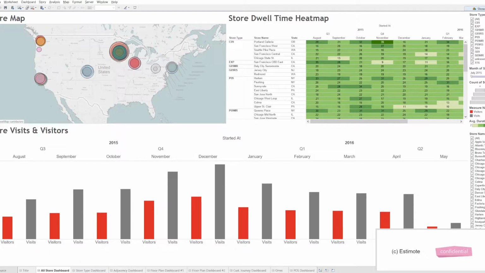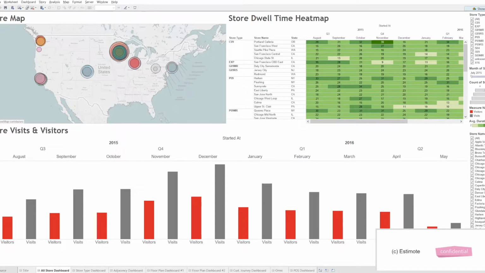Our first dashboard begins with a summary that contains 3 visualizations. On the top left, you can see a map of the United States representing the locations of 50 stores that have been lit up for the pilot. Each store is designated by a different colored bubble, with the size of the bubble indicating the number of total visits observed by that store since the pilot's inception.